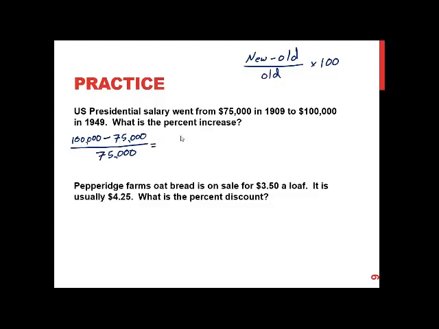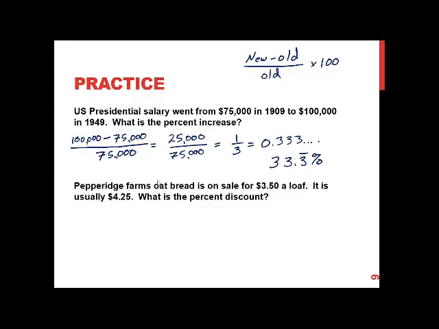So 100,000 minus 75,000 is 25,000 divided by 75,000, and that's 1/3, which is 0.333 and going on. Now we multiply that by 100 to turn this into a percent, and that gives us 33.3 repeating percent, or if we round it, 33% or 33 1/3.